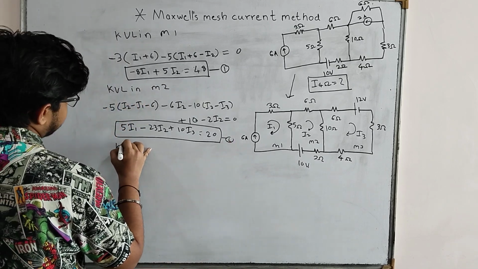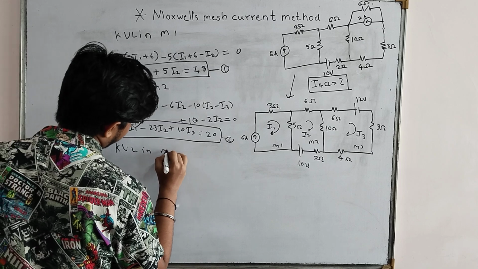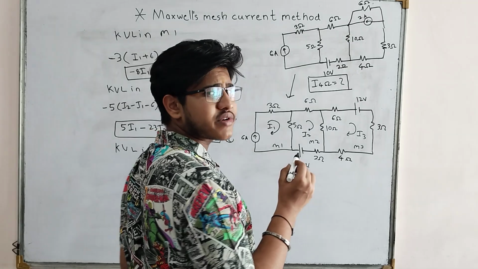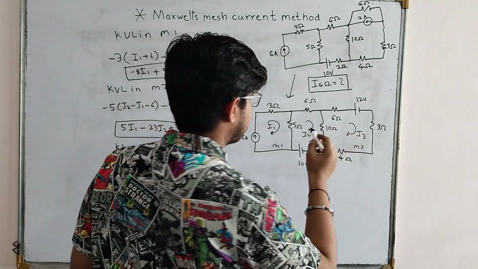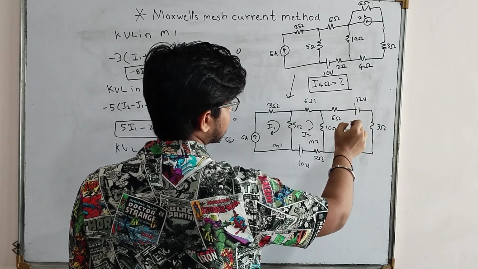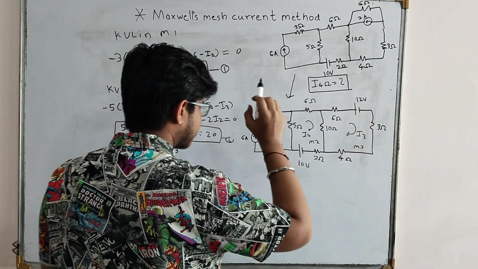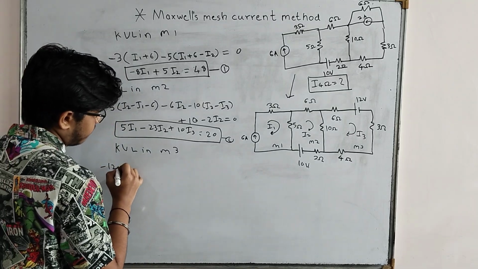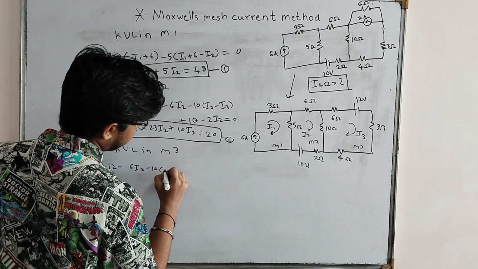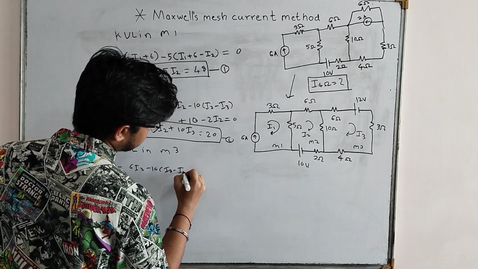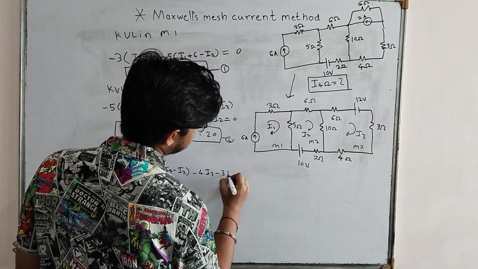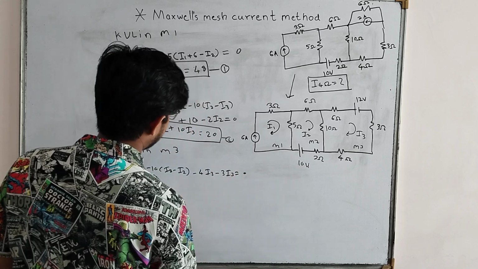Now I will apply KVL in mesh 3. So in mesh 3 we have again loop direction to be clockwise. So I will just write its equation. Now here you can observe that 12 volt is against the loop direction, so it will have a negative sign. So minus 12 minus 6 times I3 minus 10 times I3 minus I2 minus 4 times I3 minus 3 times I3 is equal to 0.